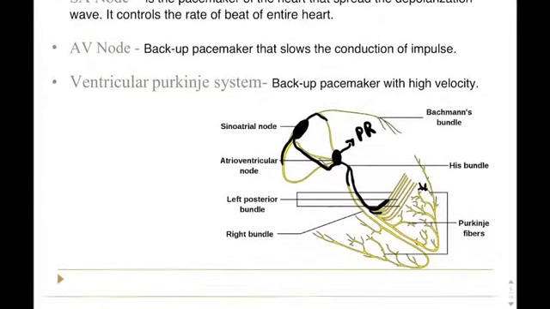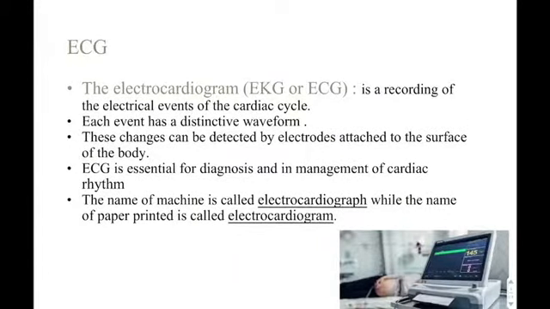Now we will move on to the ECG. ECG is an abbreviation of the word electrocardiogram, and in some regions it's called EKG, which is a tool that is used to visualize the electricity of the heart. Each event has a distinctive waveform, and we talked about the reasons in the previous slides, whether it is moving toward or against the electrodes, or whether it has a greater dipole.